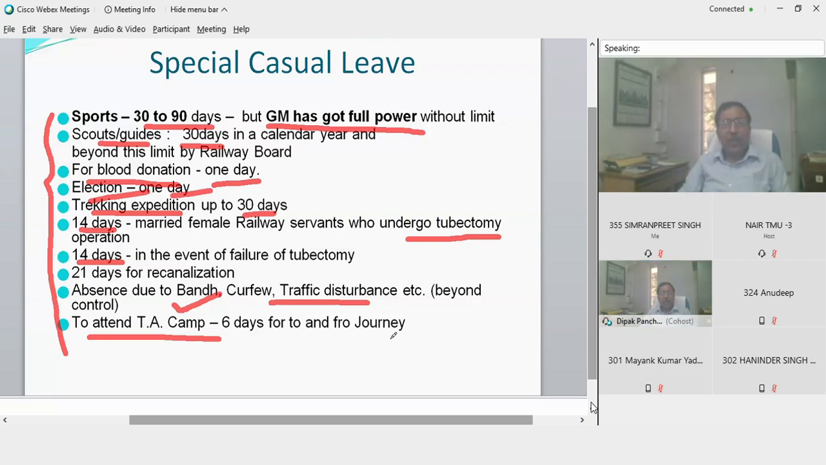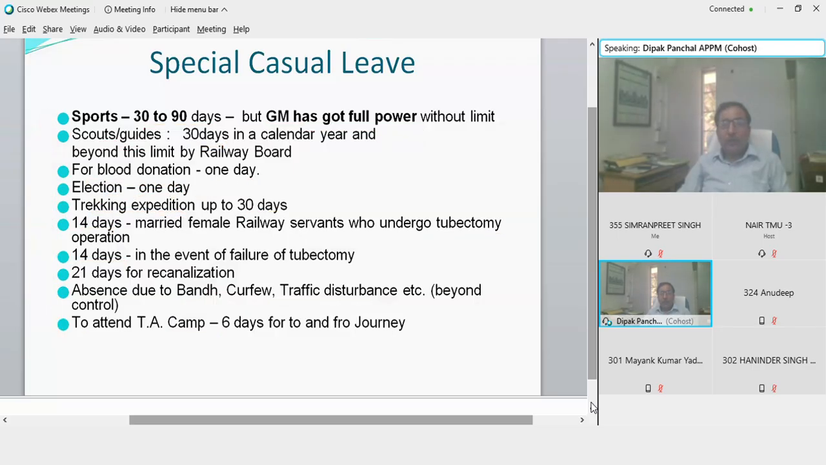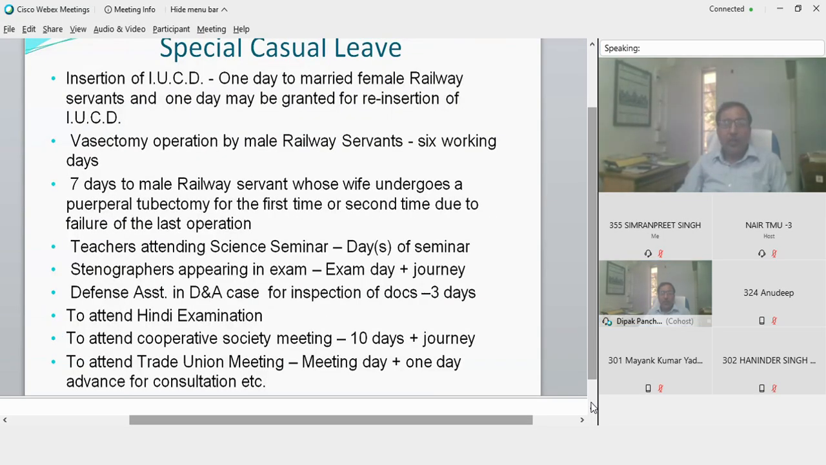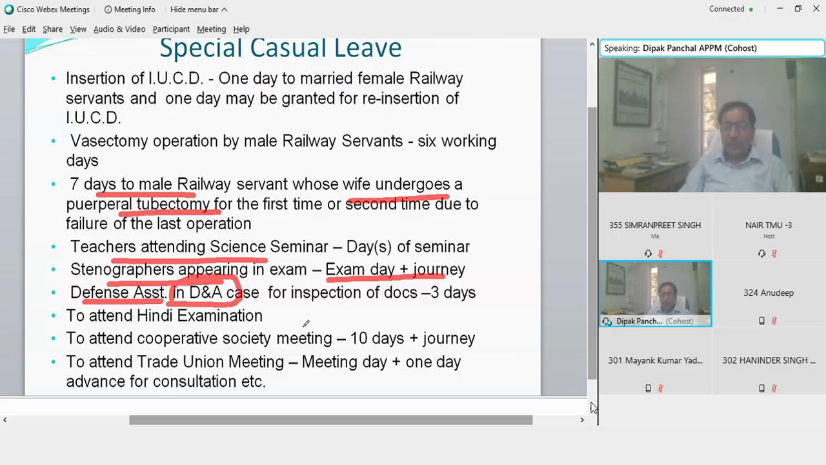In other occasions too, like again under the family planning scheme, 1 day for the family planning operation of male railway servant, right? To the male railway servant whose wife undergoes tubectomy operations, teachers attending seminars, stenographers appearing in examination. In the discipline and appeal rule cases, defense assistant, if he is a serving railway servant, gets 2-3 days of special casual leave. To attend special Hindi examinations, employee gets this leave. To attend the cooperative society meeting up to 10 days plus journey period, and to the trade union bearers for attending meeting, etc., meeting day plus 1 day advance for consultation, etc. So this is all about the special casual leave.